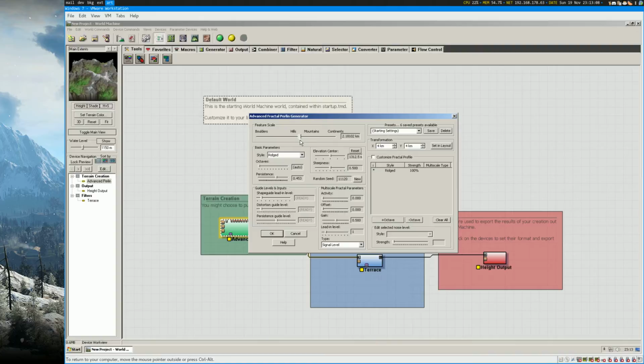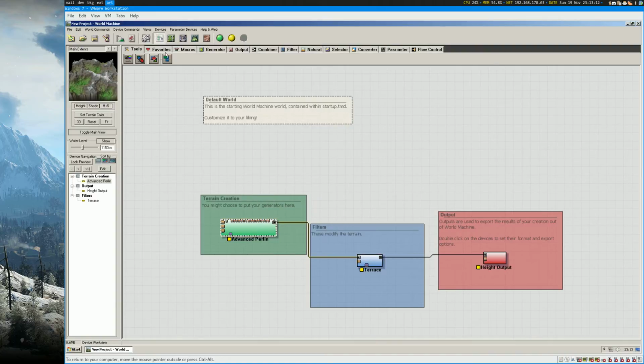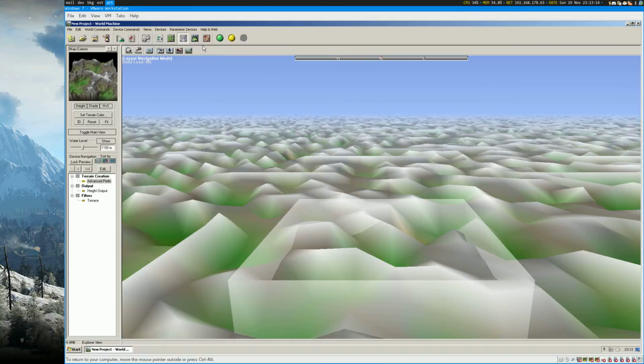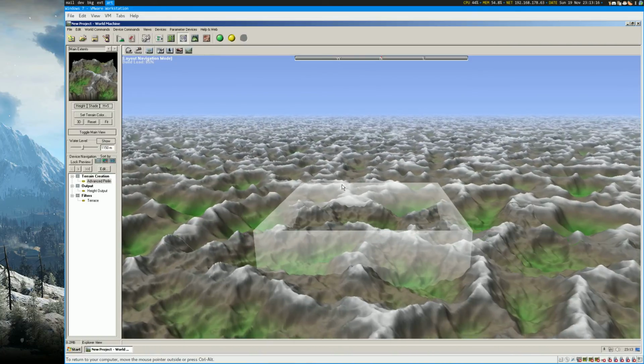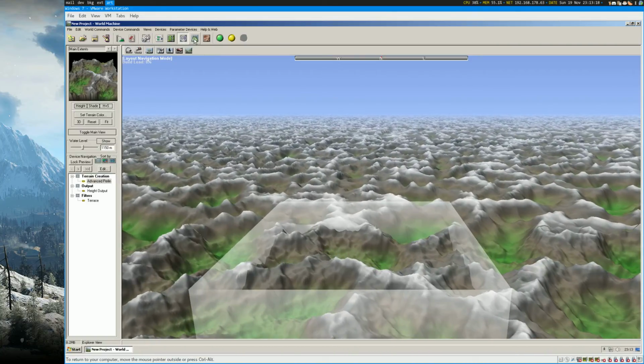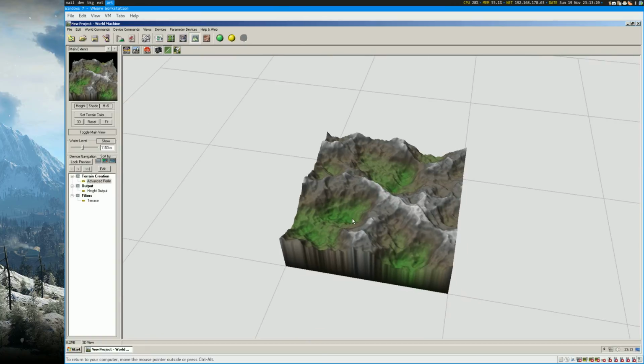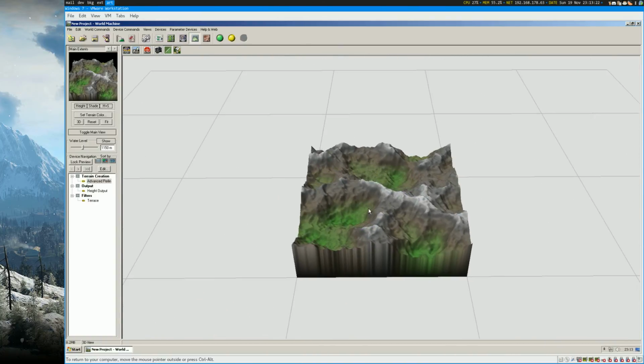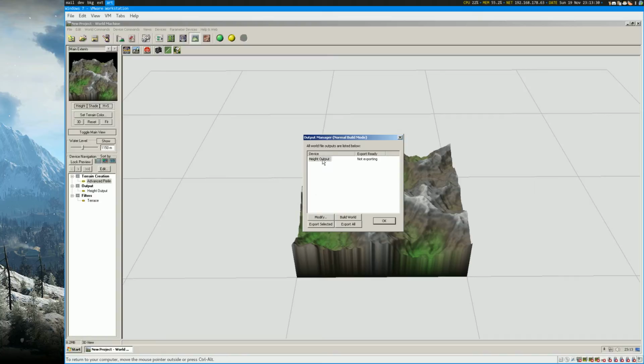That looks kind of interesting and neat. Okay. Let's look at it. Yeah, whatever, it's fine enough. Export that. Export.